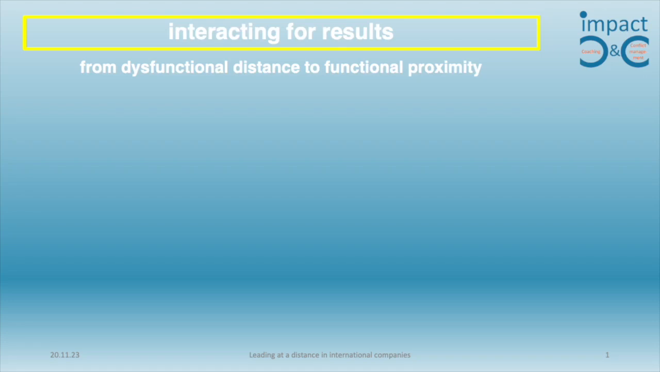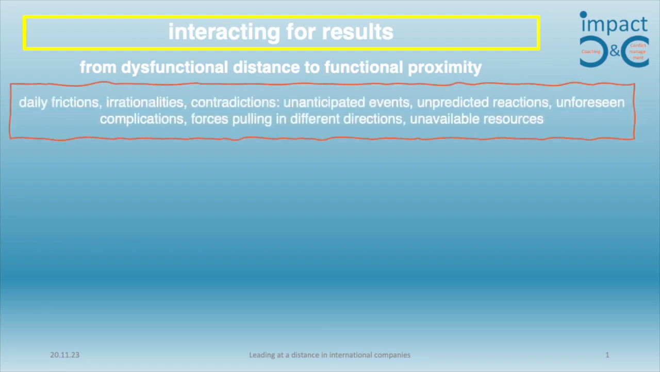Interacting for results changes the perspective. Interacting for results focuses on taking the daily frictions, irrationalities, contradictions and mishaps as the starting point to shape the necessary interaction with the necessary internal communication partners. These can be colleagues on a lateral or a vertical level. The question is, who needs to talk with whom, in which sequence or together, and about what, in order to solve the problems at hand?